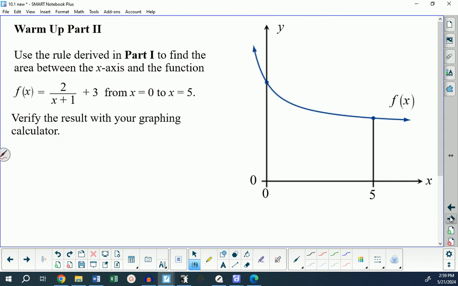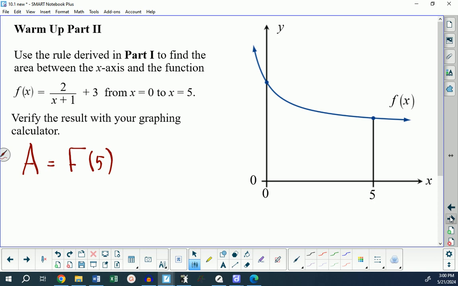Okay? Let's take a look now at warm-up part two. Use the rule derived in part one to find the area between the x-axis and y equals 2 over x plus 1, plus 3, from 0 to 5. You can trust me that this is what the graph looks like. It is continuous from 0 to 5, it is positive from 0 to 5, and it is an area from 0 to some value of x. The area here will be equal to that. That's all there is to it. We've proven that that's the case, so we can now calculate it whenever we want to.